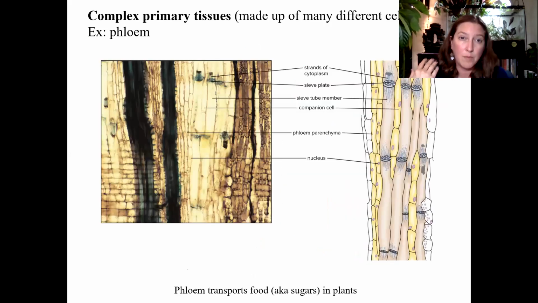Here's another example of a complex primary tissue, phloem tissue, right? Phloem, as I mentioned earlier, is the part of the vascular system that transports basically food, sugars, in plants. And we don't need to know all the stuff here on the slide. Just suffice it to say that phloem is made up of many different types of cells. For example, something called a companion cell, something called a sieve tube, something called a sieve plate. You don't need to know those terms. Just know that phloem is an example of a complex primary tissue.